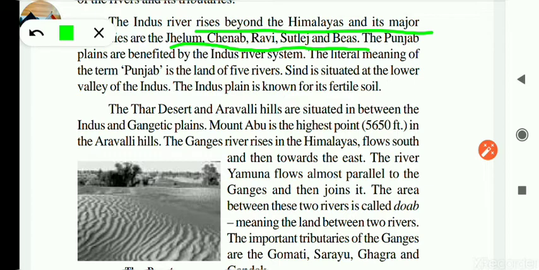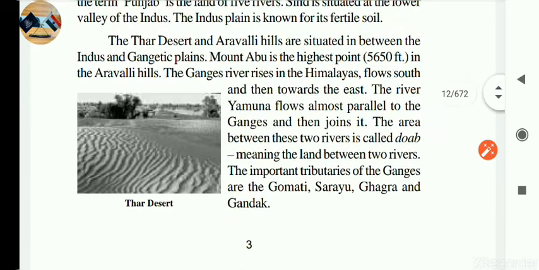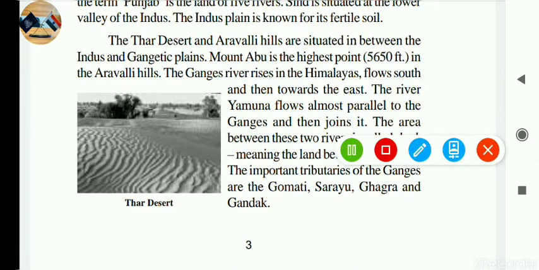And Punjab. Why Punjab? The name Punjab comes from the land of five rivers. Of course, Sindh is situated at the lower valley of the Indus, and the Indus Valley goes there. We will study about Sindh also. The Indus Plain is also known for its fertile soil. Wherever a river is there, we will see fertile soil. That is absolutely so. Then we have the Thar Desert.